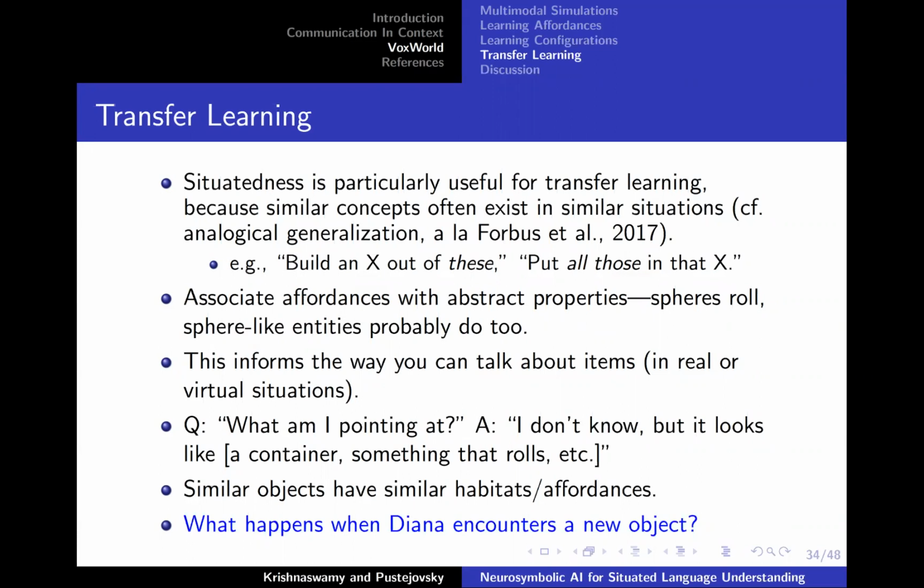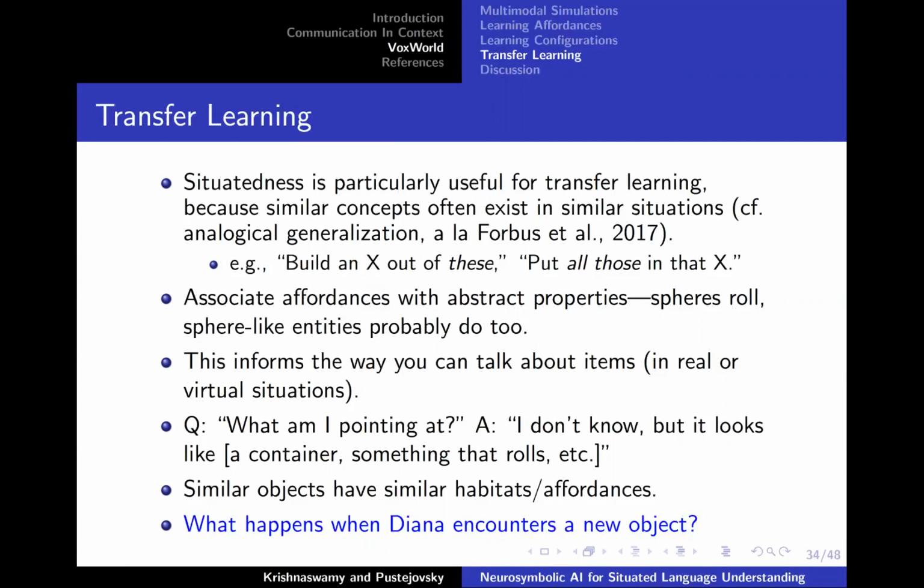So let's go back to the question of what am I pointing at? If the agent doesn't have complete knowledge of what all the objects are, but it has knowledge about how to associate them, it can say, I don't know what that thing is, but it looks like a container or something that rolls. And it gives you a handle to talk about that new object when it comes up in conversation again. So similar objects have similar habitats and affordances.